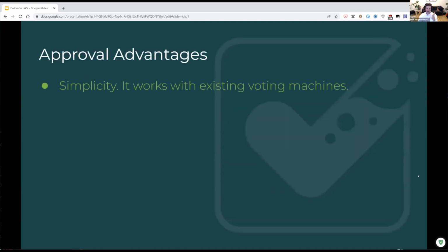So the best thing about it is its simplicity. It works with existing voting machines, which means it takes almost no time to implement and doesn't cost anything at all either, because most voting machines are already compatible with approval voting. Such as if you're doing a city council, there are 3 seats open, pick 3. All we make it is there are 9 candidates, pick 9 if you want to, up to 9.